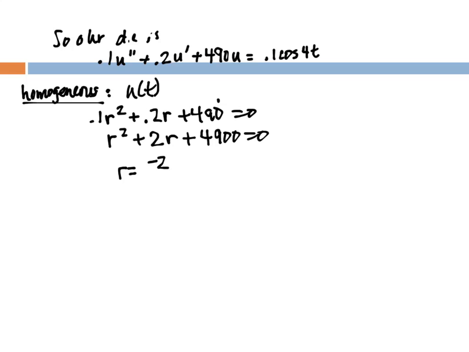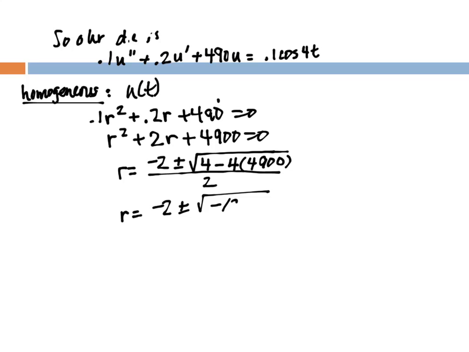So I've got -2. Apparently every problem we're going to do today has a -2 in front. But plus or minus what? The square root of 4 minus 4 times 4,900, divided by 2. Because that looks like a good number. What is 4 minus 4 times 4,900? Negative 19,596.